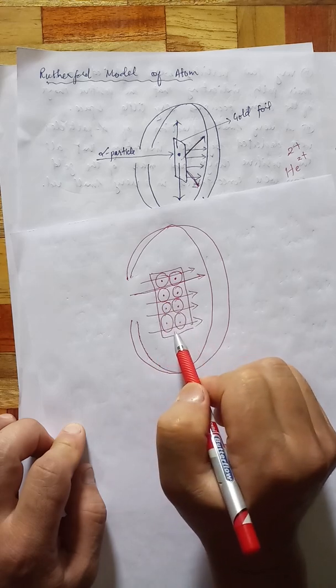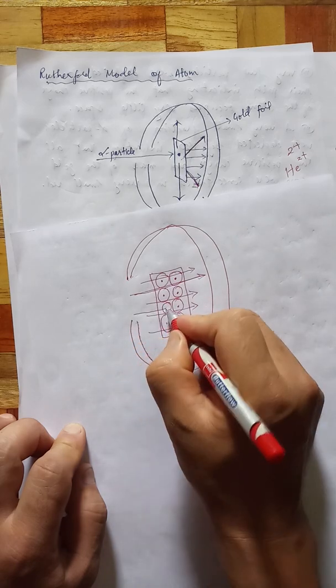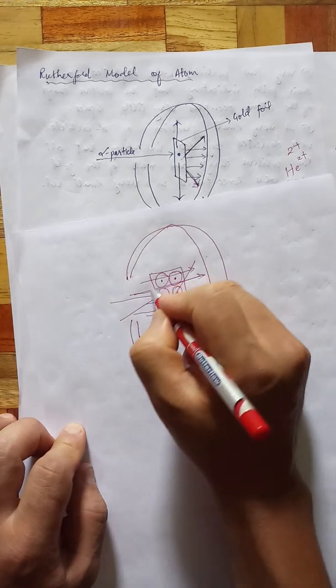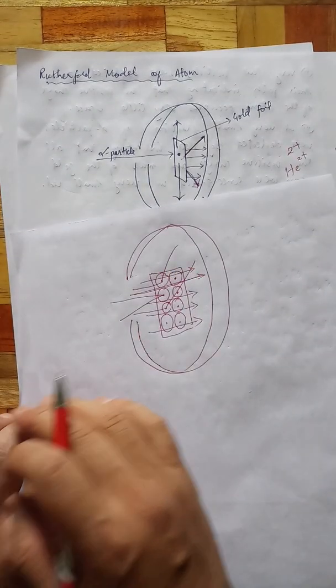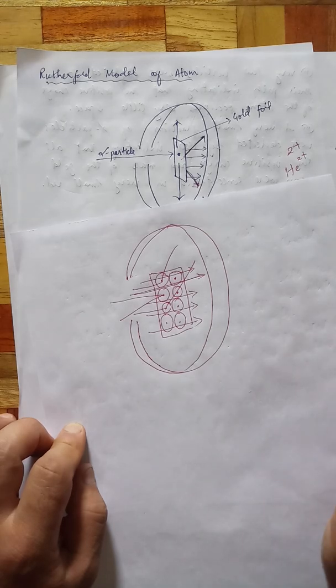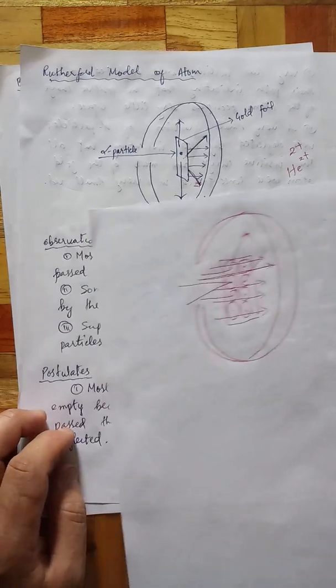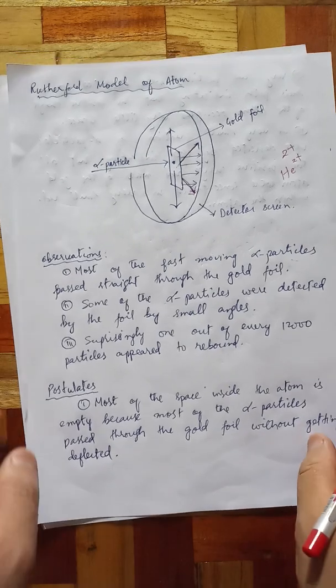Out of every 12,000 alpha particles, one of them shows deflection. That means almost all the alpha particles penetrate through the gold foil, except a few of them that show small deflections. So from this observation, he postulated his model.